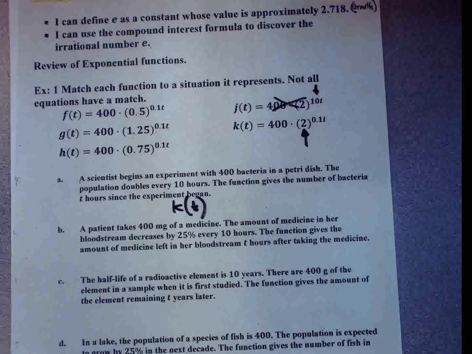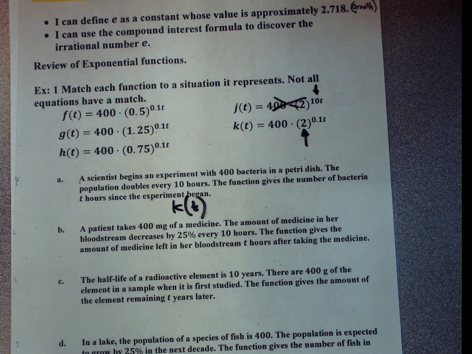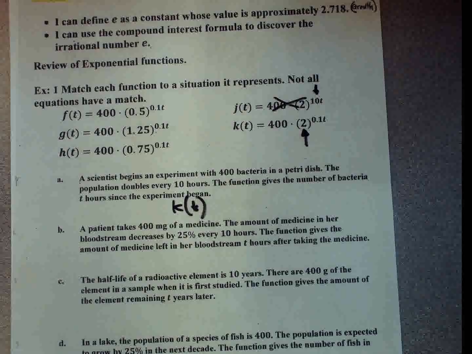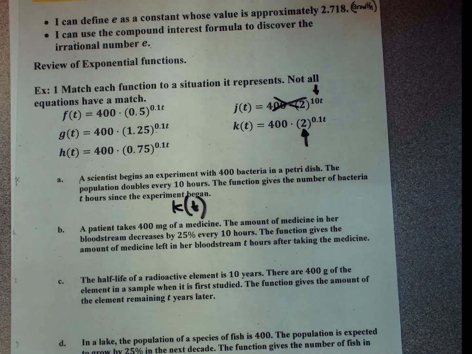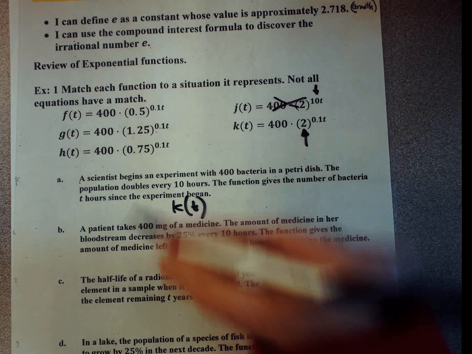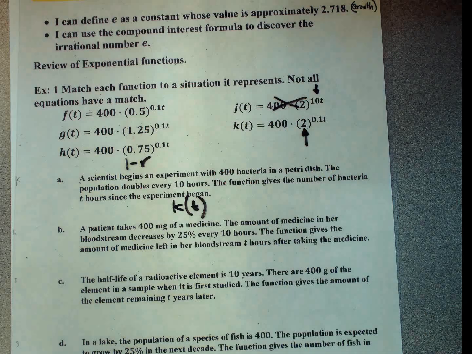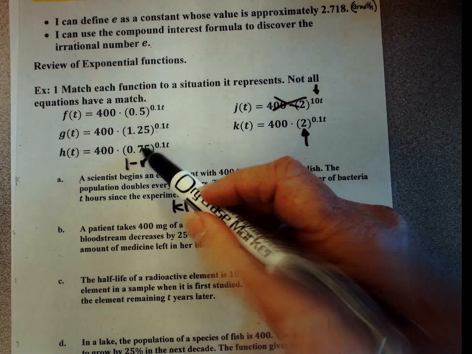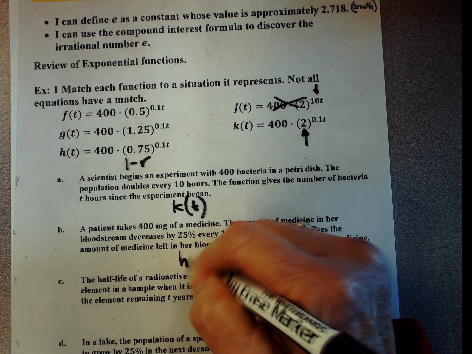Okay, what about the next one? And 400 happens to be the A number, that's the initial amount. That is pretty consistent in every single one. Okay, the amount of medicine in her bloodstream decreases by 25%. So out of the remaining 3, which one decreases by 25%? H, right? Because isn't this 1 minus R? And if you're decreasing by 25%, R is 25%, so 1 minus 0.25 is 0.75. So H would be B.